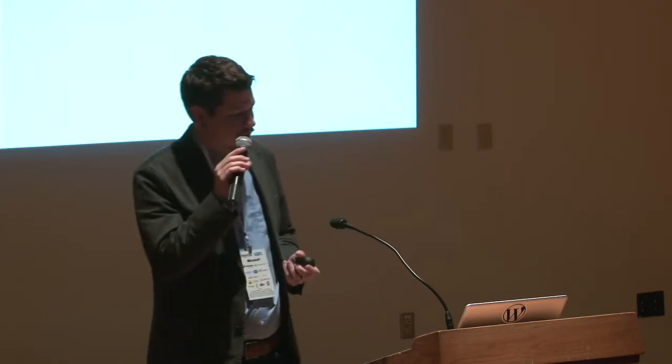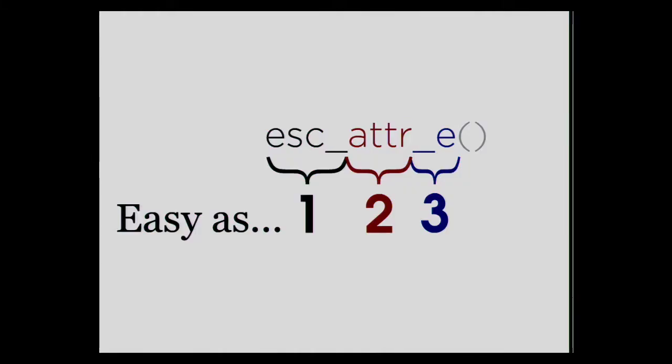So cross-site scripting, easy as 1, 2, 3. As of WordPress 2.8, we have a really easy to remember group of escaping functions. They all begin with esc for escape and then underscore. That's number 1. And then number 2 is the context that you're escaping for.